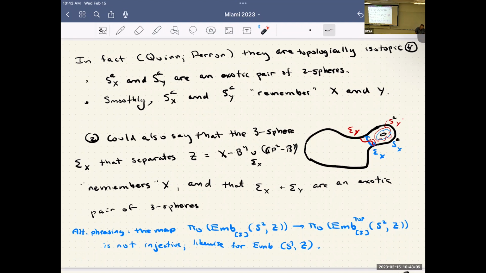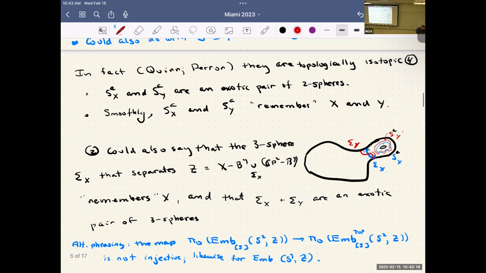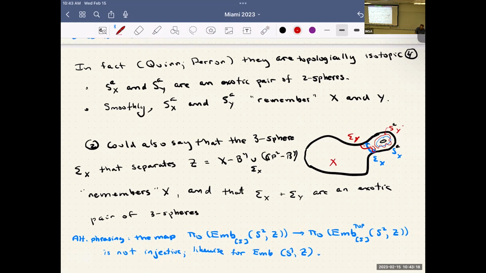Another thing which I'm going to say less about. This is a picture of Z decomposed as X connect sum S2 cross S2. When you do a connected sum, there's a 3-sphere that separates the two pieces. So you could say that the 3-sphere that separates one decomposition is not isotopic to the 3-sphere from the other decomposition. So those are an exotic pair of 3-spheres. Okay, so far so good.